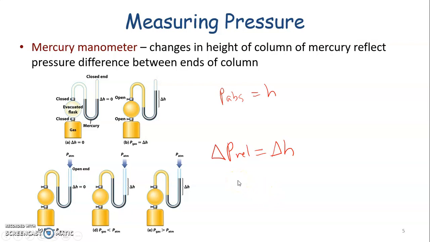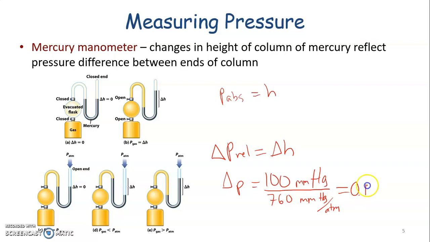And so just to do a quick example of the unit conversions, if we had that delta P equaled 100 millimeters of mercury, we could convert that to atmospheres by dividing by 760 millimeters of mercury per atmosphere. Atmospheres on the bottom, that goes up to the top, and this would equal 0.131 atmospheres. After, of course, you can cancel out the millimeters of mercury here and here.